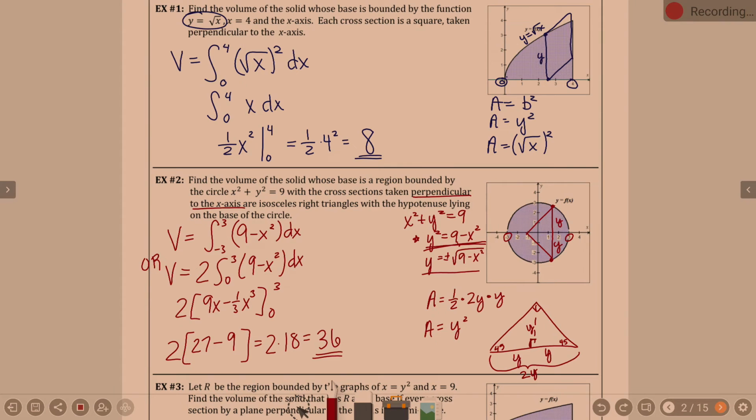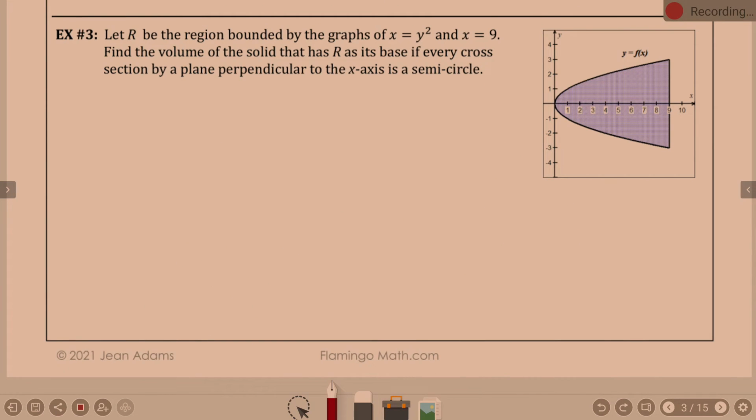So, okay, example 3. Let R be the region bounded by the graphs of x equals y squared and x equals 9. So x equals y squared, we know that's a sideways parabola, right? x equals 9, that's just a vertical line. Basically, that's just telling you to stop here. We're not going on infinitely. Find the volume of the solid that has R as its base if every cross section by a plane perpendicular to the x-axis is a semicircle. Okay, so we're still perpendicular to the x-axis. Now we've got to talk semicircles.